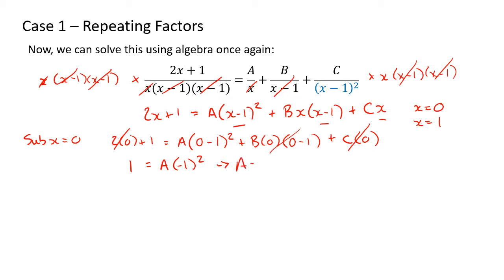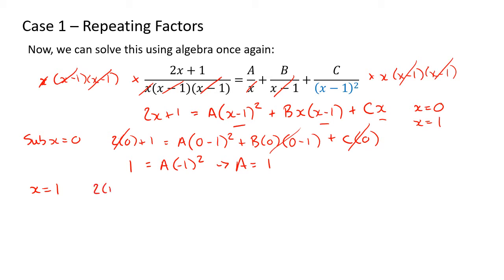So a becomes 1, okay? Because negative 1 squared is positive 1. So we have 1 equals 1 times a, which just means a is 1. So now we can substitute x equals 1, our second factor.